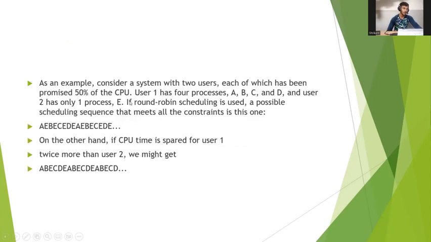As an example, consider a system with two users, each of which has been promised 50% of the CPU. User 1 has four processes A, B, C, and D, and user 2 has only one process E. If round robin scheduling is used, a possible scheduling sequence that meets all the constraints is this one. On the other hand, if CPU time is shared so that user 1 gets twice as much as user 2, we might get this.